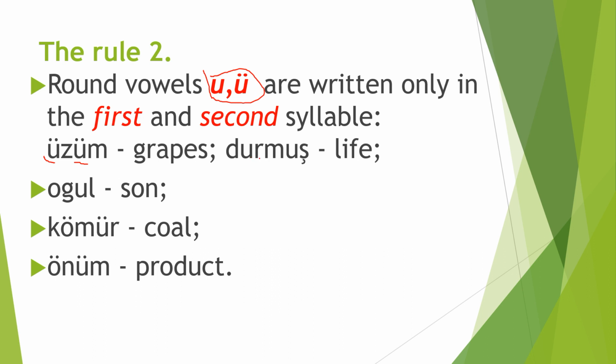Durmuş, life. So even if we write ü in the second syllable, there is no problem. Oğul, son, kömür, coal, önüm, product. No problem. So as you can see, u here, ü here, ü here. No problem with this. But O just and only in the first syllable.